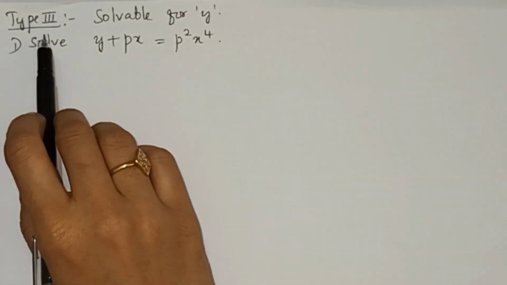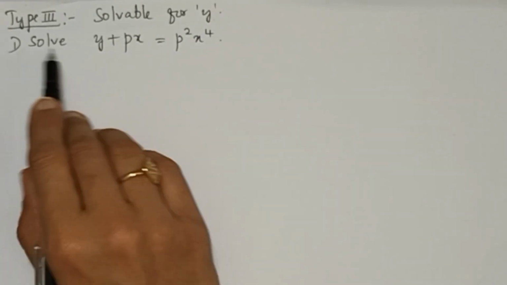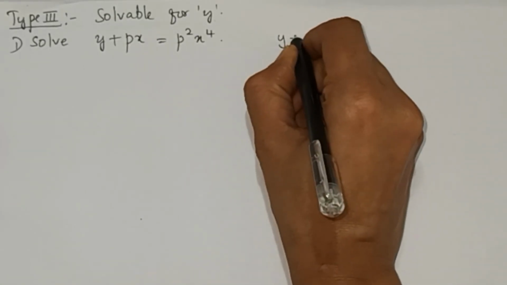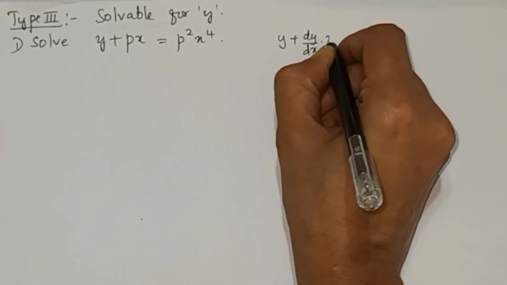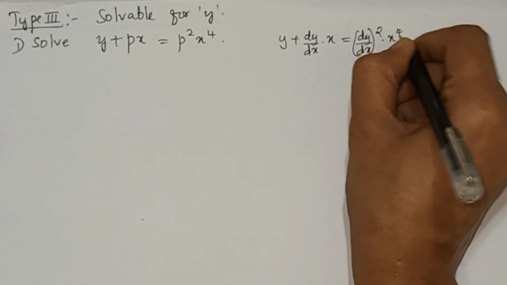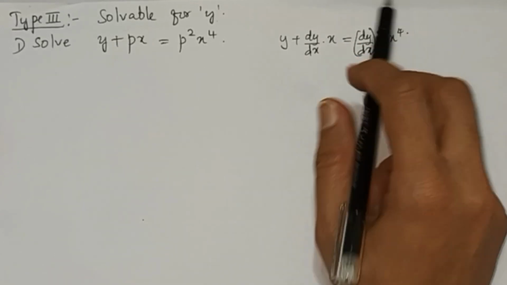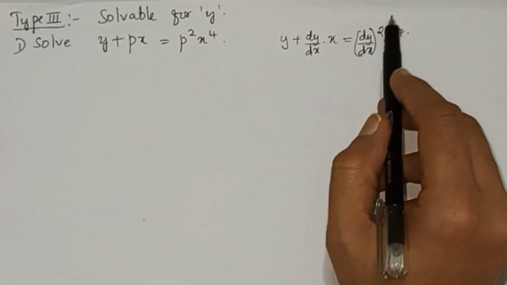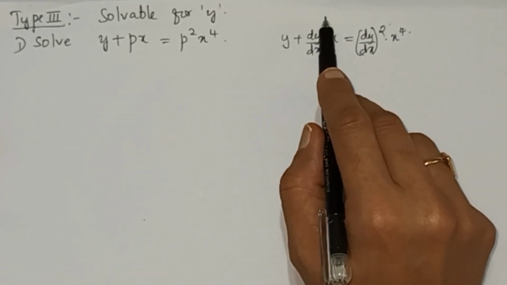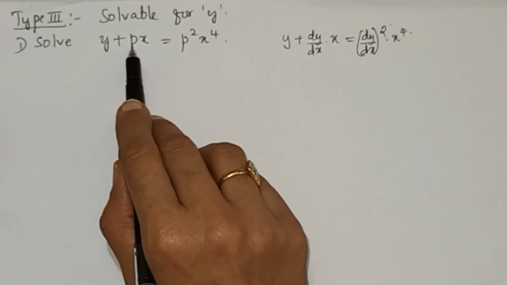Now the third type is equations solvable for y. One example: solve y plus px equal to p square into x to the power 4. That is y plus dy by dx into x is equal to (dy by dx) whole square into x to the power 4. This is a non-linear first order differential equation. Non-linear because the power of dy by dx is more than 1. First order because there is only the dy by dx term, where dy by dx is replaced by p.